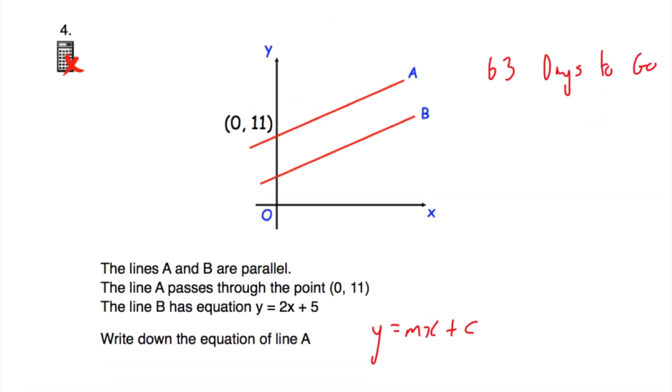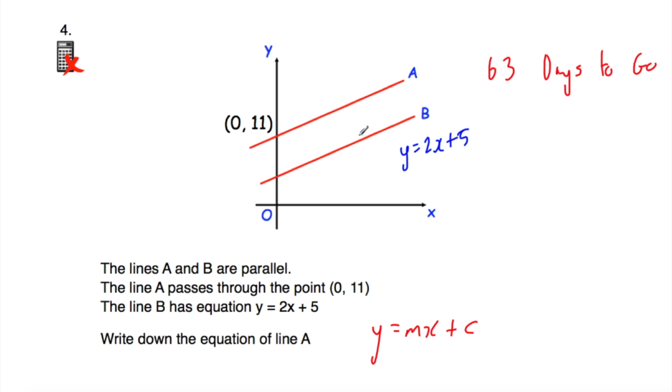Okay, question number 4. We've got these two parallel lines. We're told line A and line B are parallel to each other. We're told that line A passes through the point (0, 11), so we've got the y-intercept for that being 11. We're told that line B has equation y equals 2x plus 5, and we've been asked to find the equation of line A.